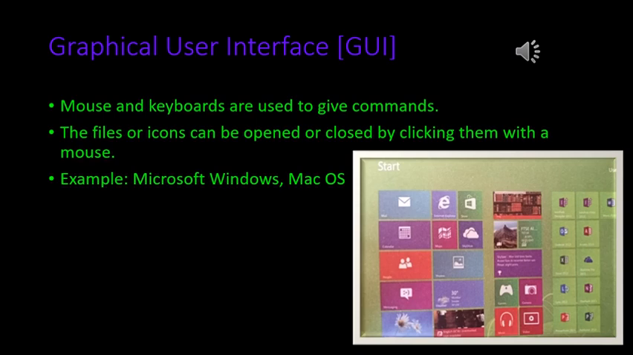For example, Microsoft Windows and Mac OS. The Windows operating system uses rectangular areas called windows to display the information. This is why it got the name Windows. Many versions of Windows have been released. Some of these are Windows XP, Windows Vista, Windows 7, Windows 8.1 and Windows 10. The Windows operating system is loaded into the memory of a computer when it is switched on.